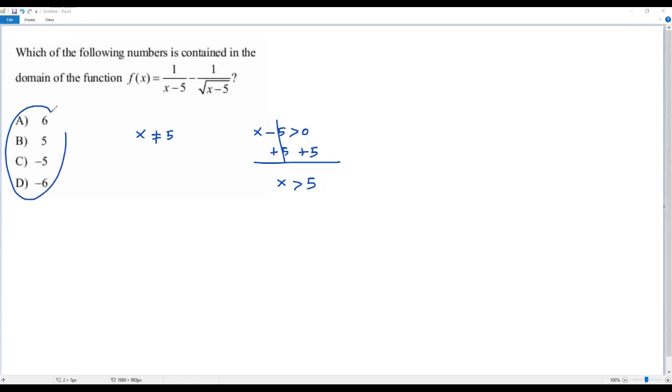So in the given answer choices, I have to get the value that satisfies the inequality, that is, greater than 5. So only in answer choice A, we have the value 6 that is greater than 5. So the correct answer choice for this question is A.